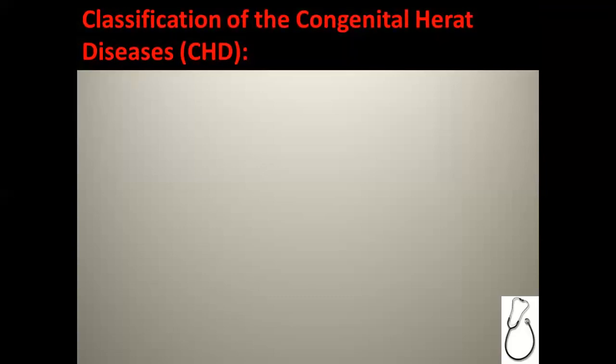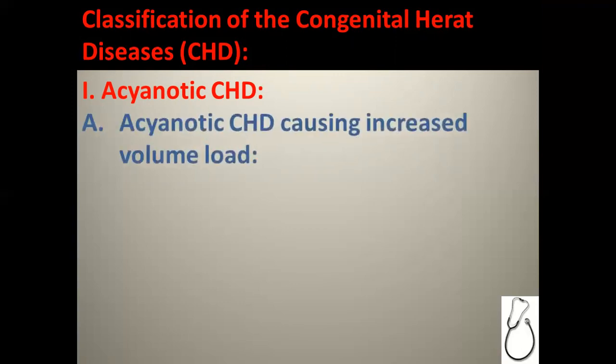Now I will move to the classification of congenital heart diseases. Heart diseases are mainly classified into acyanotic congenital heart disease or cyanotic congenital heart disease. Acyanotic congenital heart disease is also subclassified into two groups. The first group is acyanotic congenital heart disease causing increased volume load.